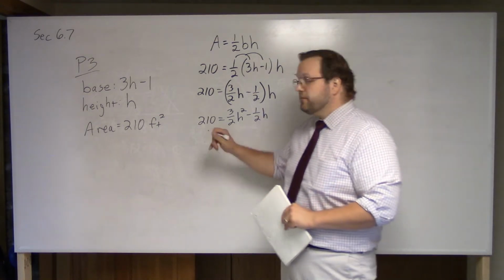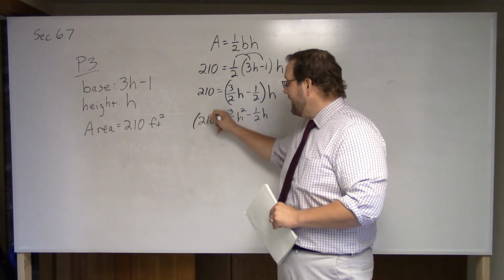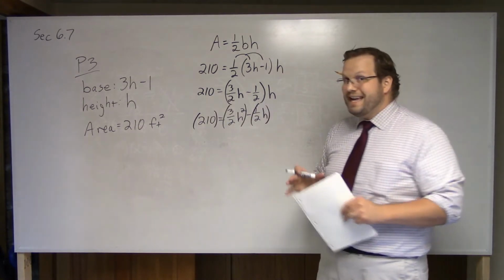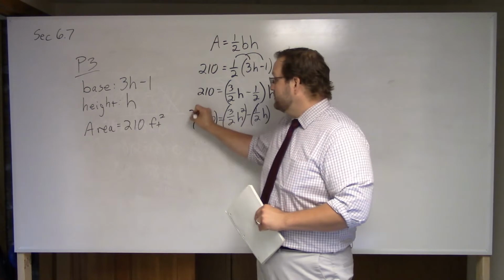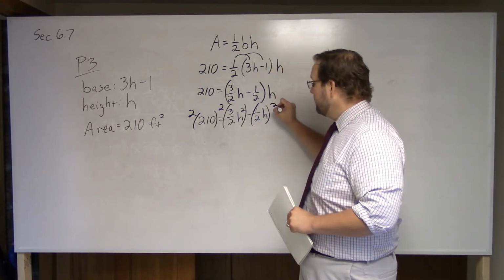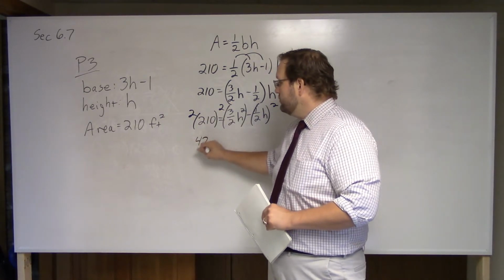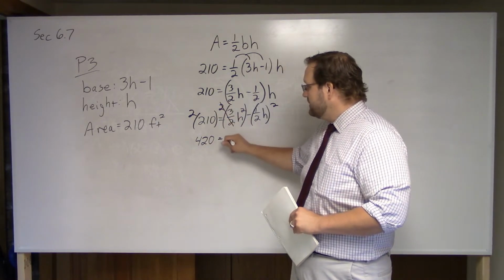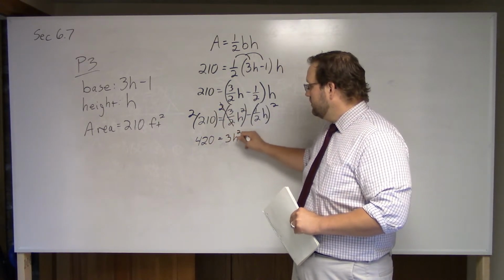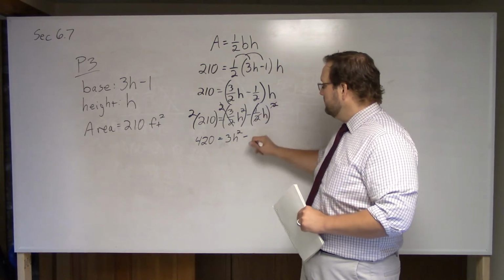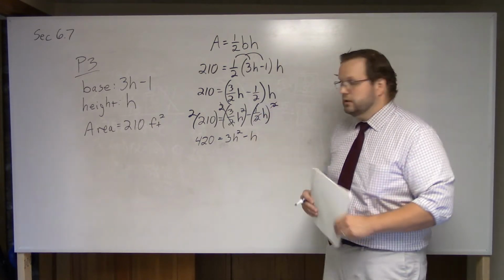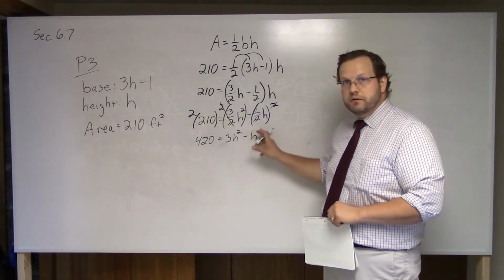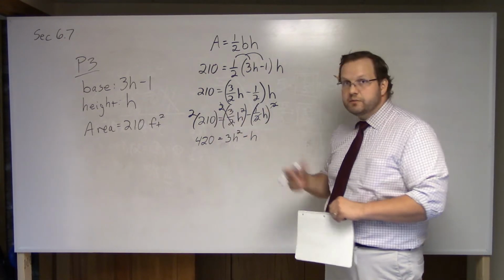Okay, so to clear fractions, what I'm going to do is multiply every term by the LCD, and in this case the LCD is a 2. So I've got 420 equals, and now watch what happens. Those cancel, and these cancel. And I've got that. Okay? Again, I multiplied every term by the LCD. In this case, it was a 2.